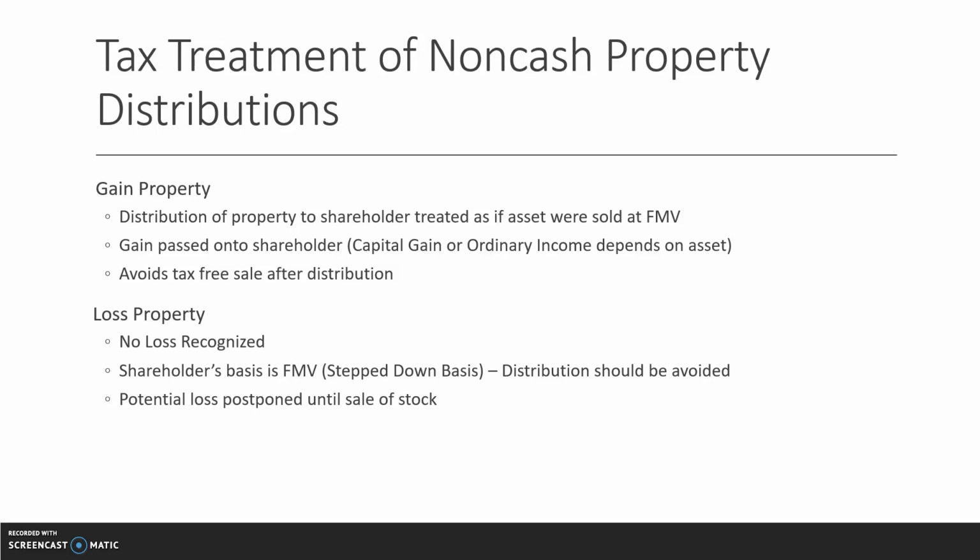Now, in loss property, there's no loss recognized when passing loss property onto shareholders. So it's something that should be avoided. The shareholder's basis is going to be the fair market value, so it's a step down in basis, just as it'd be a stepped up basis in the gain property. And so your loss is actually going to be postponed until you potentially sell the stock in the future. So it's better to just sell the loss property off and then distribute the income to the shareholders instead of giving them the loss property.